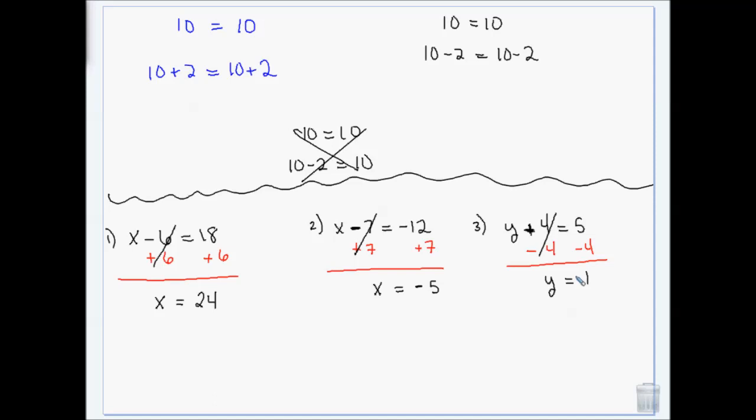You're trying to get the letter by itself. So you're going to add or subtract whichever number is next to the letter, because you want that letter by itself. It's called isolating the variable. So we want to get that by itself. So if they added, you subtract. If they subtract, you add. You're always going to do the opposite of what was done.